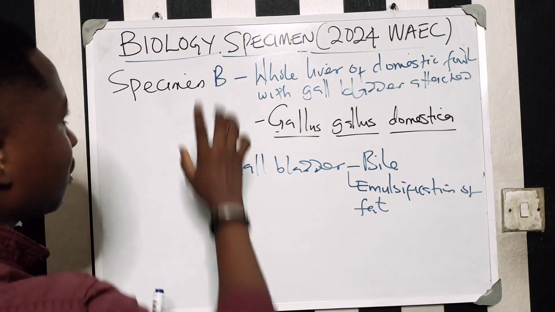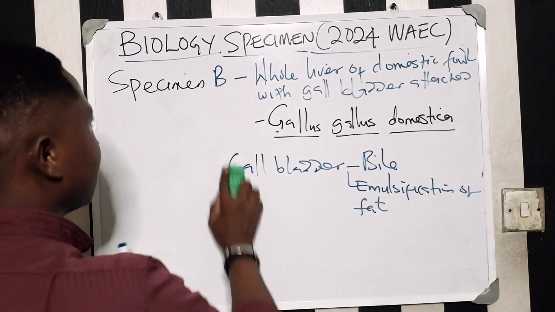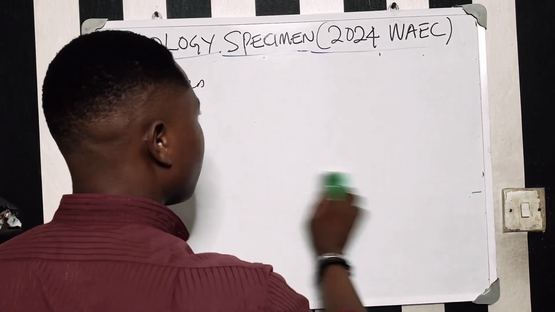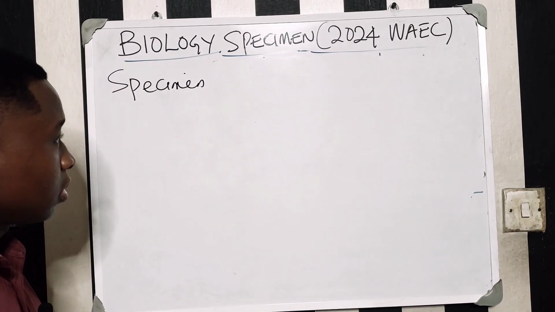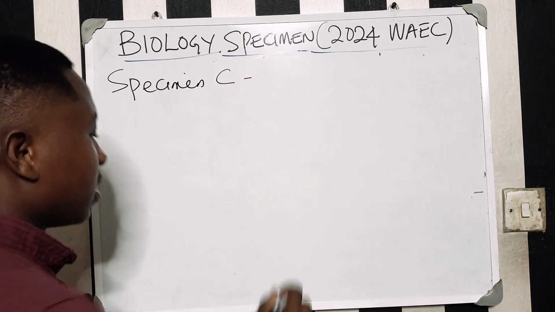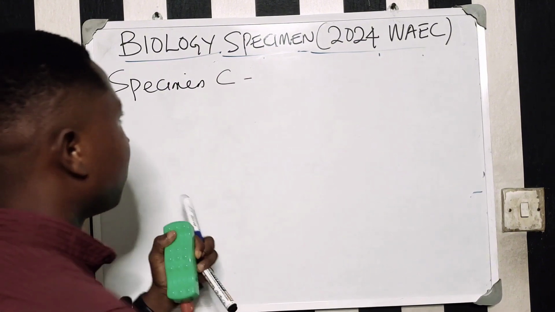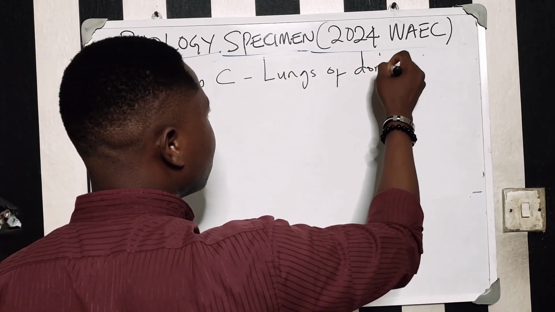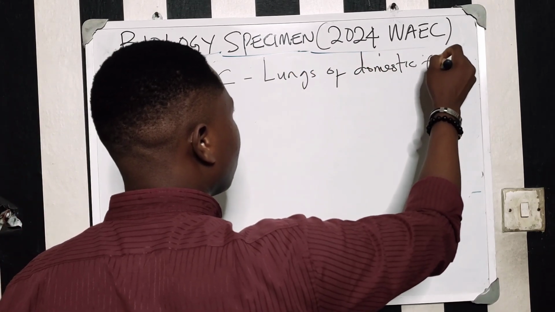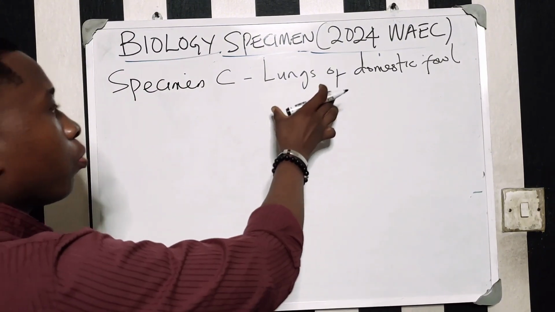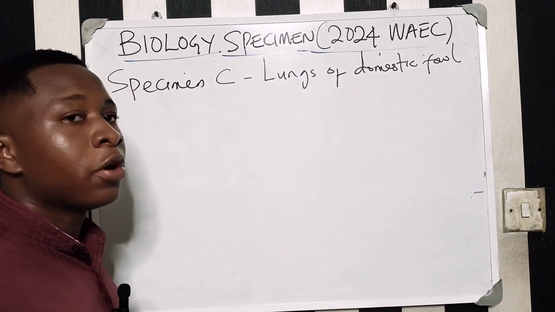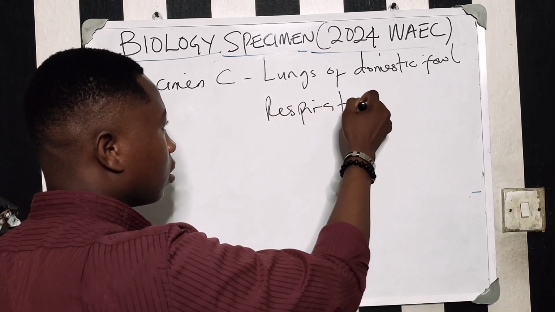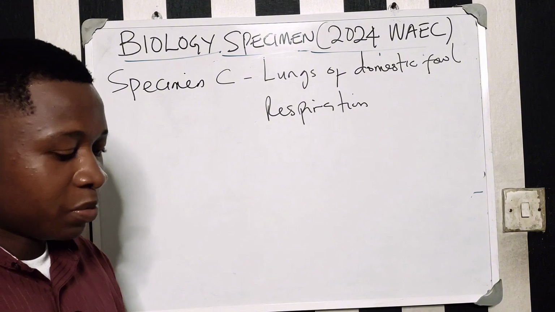So that's about specimen B. Let us move over to specimen C. Specimen C is the lungs of domestic fowl. Now we know that the lungs are used for respiration in chordates. The major function of the lung is respiration in chordates.